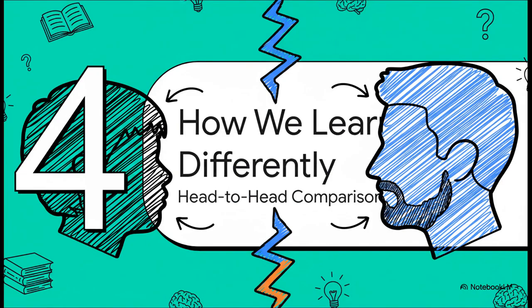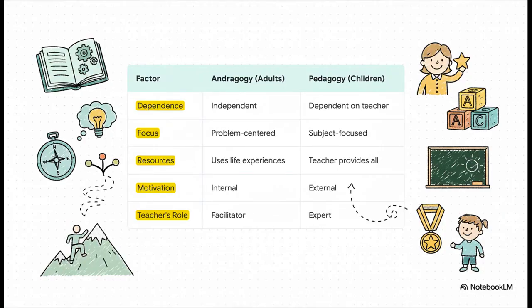Okay, so we've got the definitions, we've got the 6 principles. Now for the fun part. Let's put these two learning styles head to head and see just how different they really are. And wow, when you see it like this, the difference is just night and day. Look at dependence. Adults are independent, kids are dependent on the teacher. The focus, for adults, it's about solving real-life problems.